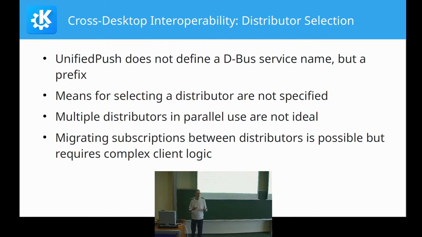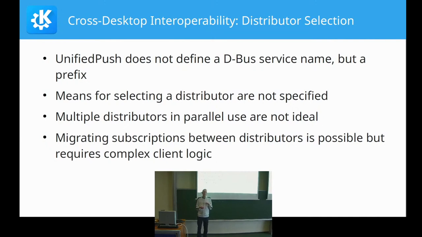Especially when thinking about a more realistic hybrid cross-desktop scenario, right? So if there's a KDE distributor and a GNOME distributor and whatnot, right, then we have multiple of those things running needlessly. They all keep network connections active. Certainly not something we would like to have.